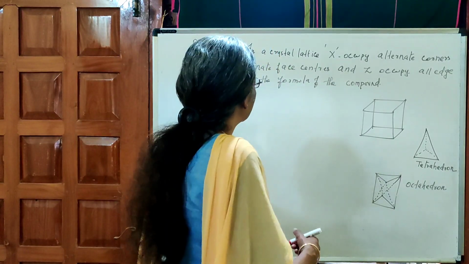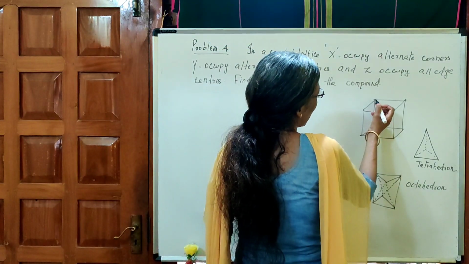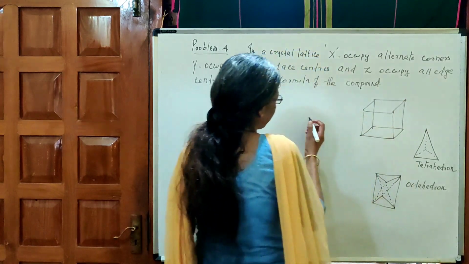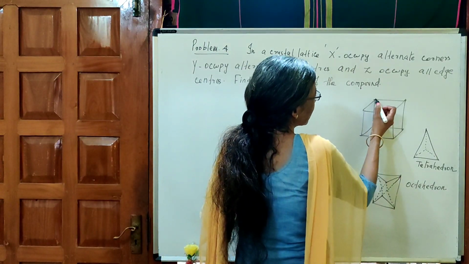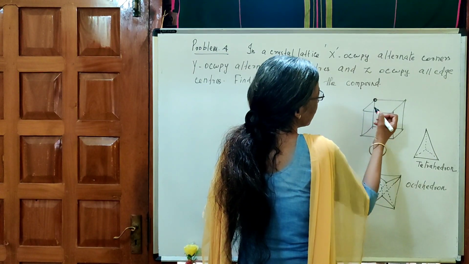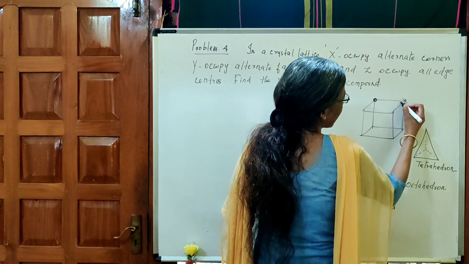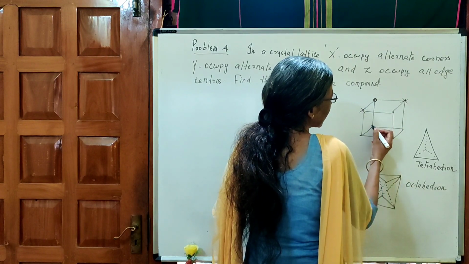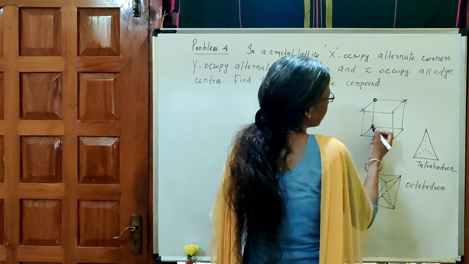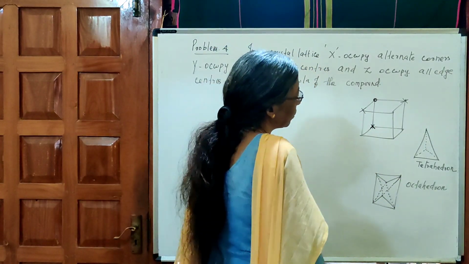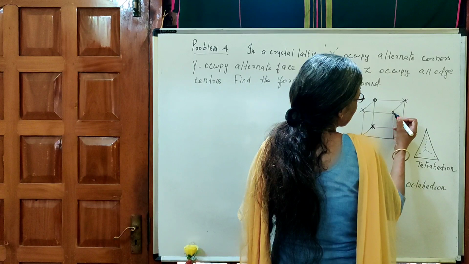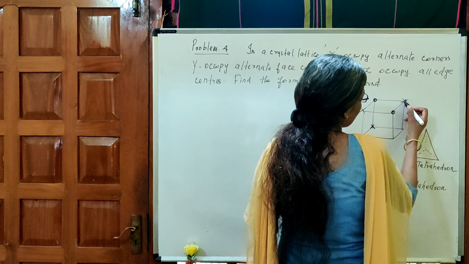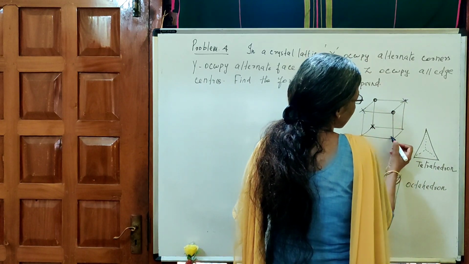Let us see. In a crystal, X occupy alternate corners. How many corners are there? 1, 2, 3, 8 corners we know. Alternate corners means, suppose here it is there, it is not here, it is not here also. For this one, this is an alternate corner, so here also it is not there. Then the second one: he will place one atom here. This is an alternate corner, so this is not there, and here also it is not there.